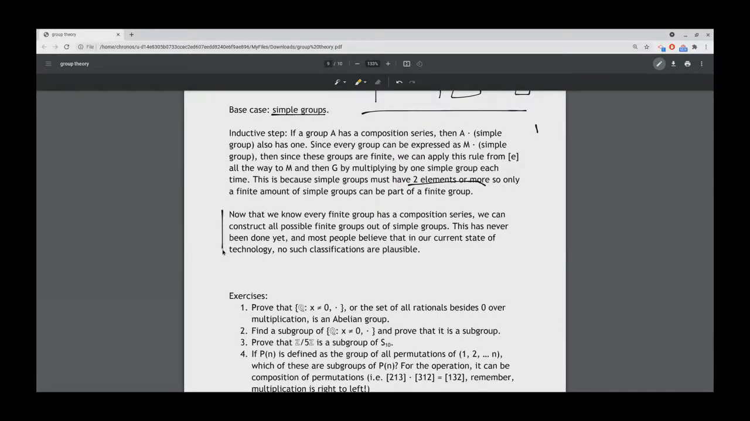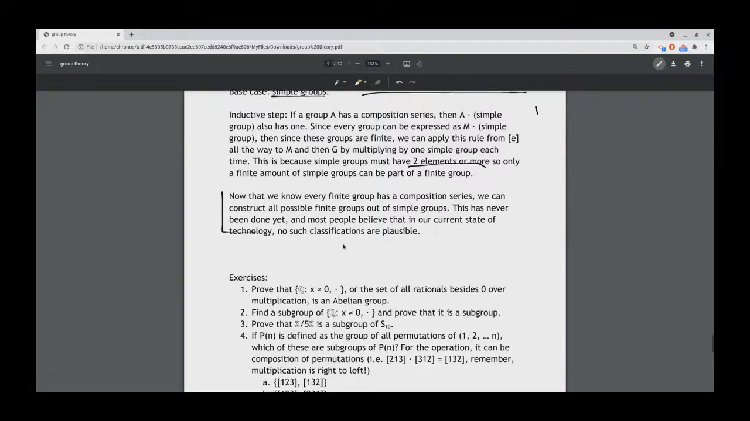Since every group has a composition series, we can construct all possible finite groups out of simple groups. This has never been done yet, and most people believe that in our current state of technology, no such classification is plausible. So technically, we can say that all groups are composed out of simple groups and then just leave it there. But just finding all the groups is pretty much impossible because there's just too many cases that you have to consider with infinite amounts.